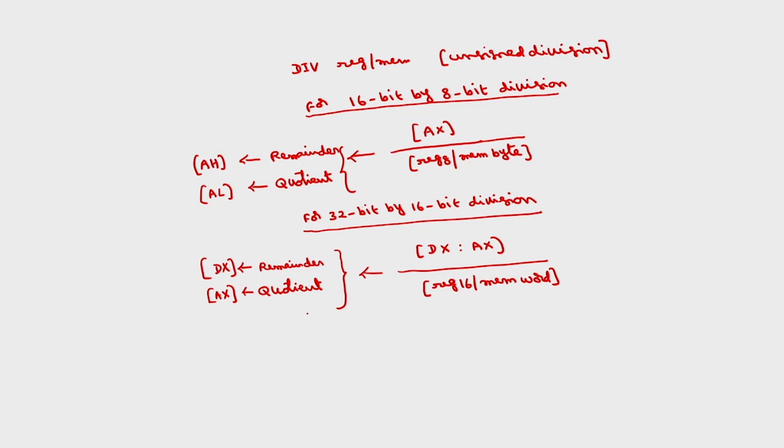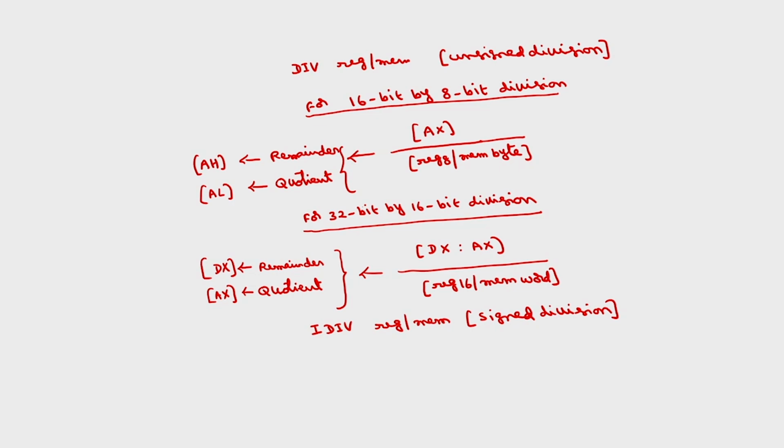Similarly, for signed division, we have IDIV. We have to specify register/memory. This is called signed division. So, the operation is exactly the same, except that here all the data has to be represented in signed 2's complement representation. I have given one example for the multiplication. So, here I will not give any examples. In a similar manner you can perform this division also. This is about the division, unsigned division and signed division.